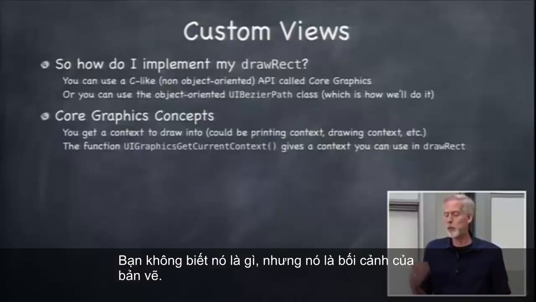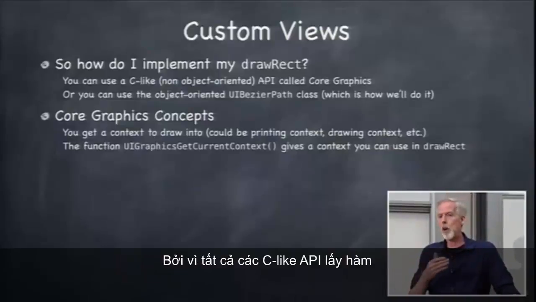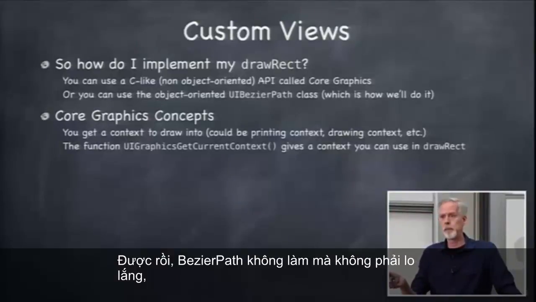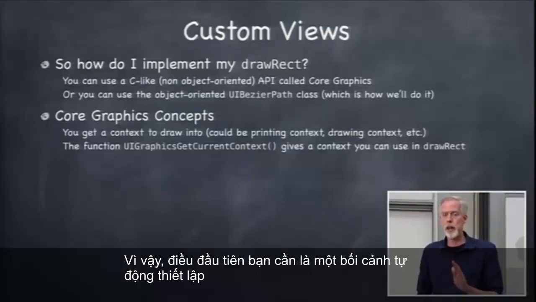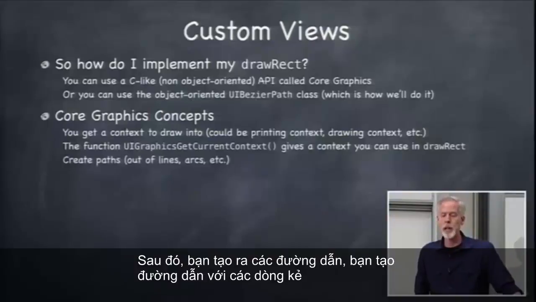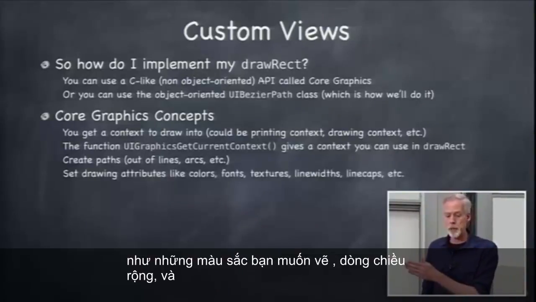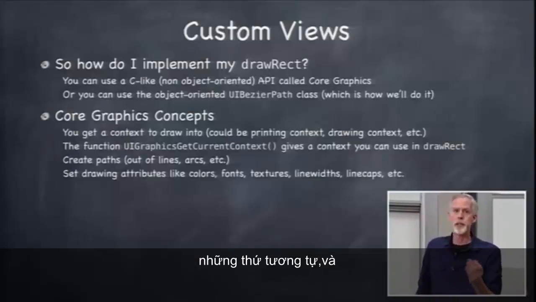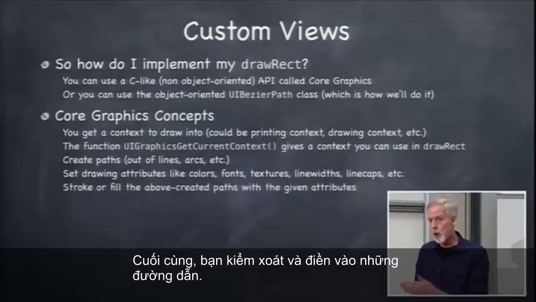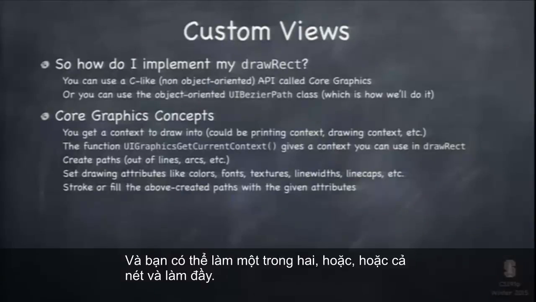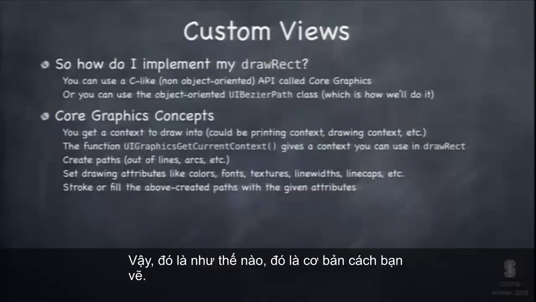It's just this magic cookie. You don't know what it is, but it is the context of drawing, because all of the C-like functional API take a context as an argument. Okay? The Bezier path doesn't do that, no worries, but that one does. So the first thing you need is a context, automatically set up for you when draw rect is called. Then you create paths. You create paths with lines and arcs and things like that. Then you set the drawing attributes, like the colors you want to draw in, the line widths, things like that. And finally, you stroke and fill those paths. Okay? You can do either or both, stroking and filling. So that is fundamentally how you draw.